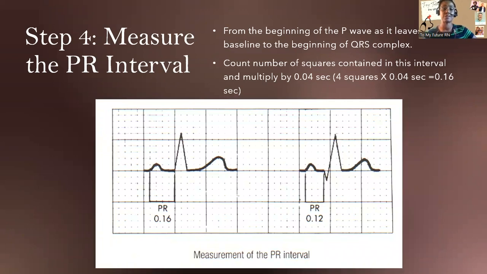We want to make sure this is not a hard block in any way. We want to make sure that the AV node is not holding on to that impulse any longer than it has to. Normal PR interval, as we mentioned, is 12 to 20. That is normal. So our PR interval should not be longer than 5 small boxes. Both PR intervals in this picture are within normal limits, but it's just showing you exactly where you would measure.